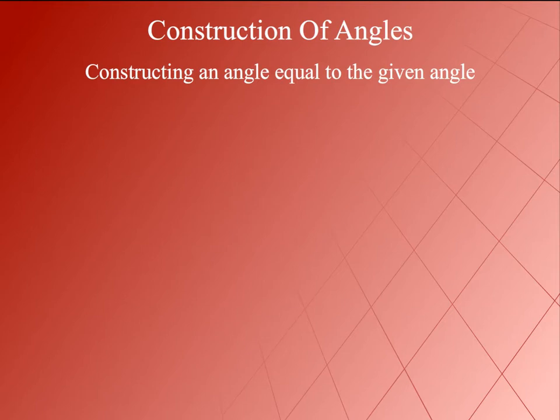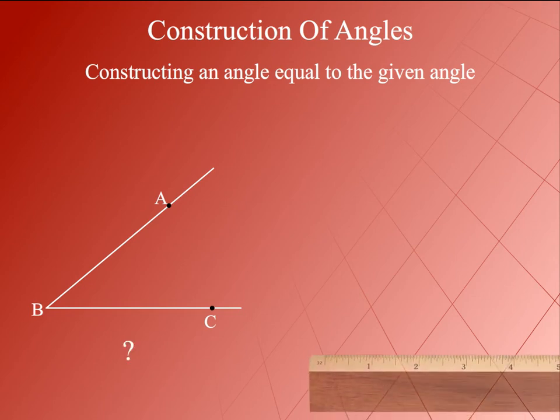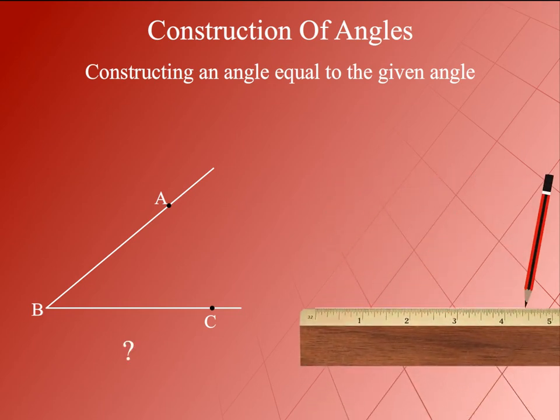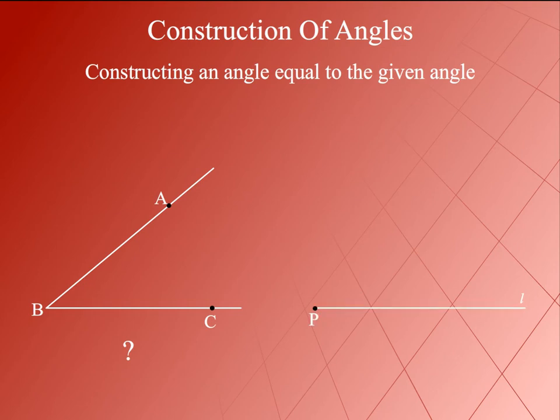Constructing an angle equal to the given angle. Let ABC be an angle whose measure is not known. Draw a line L and mark a point P on it, as shown here. Place the compasses at B and draw an arc to cut the rays of angle ABC at X and Y as shown here. With the same setting of the compasses, draw an arc with P as center, cutting the line L at Q as shown here.